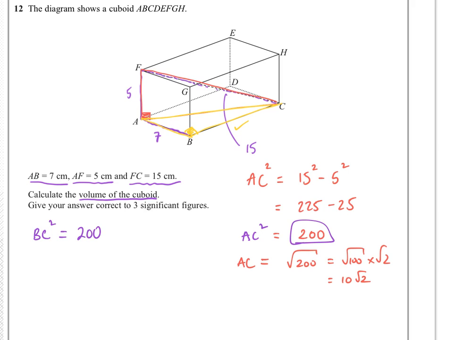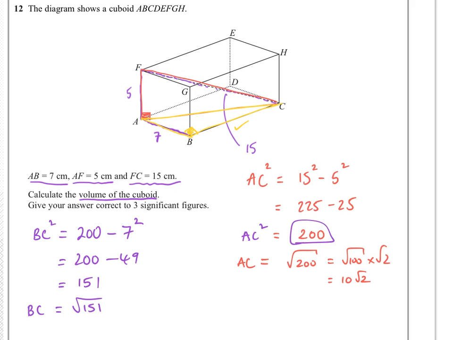And then let's have a look. So BC squared will be 200 squared minus 7 squared, because we've got one of the shorter sides we want to find. So we've got 200 minus 49, which is 151. So BC is the square root of 151.